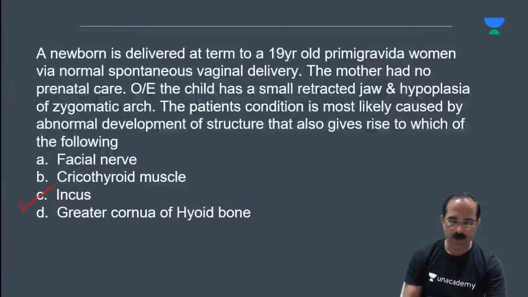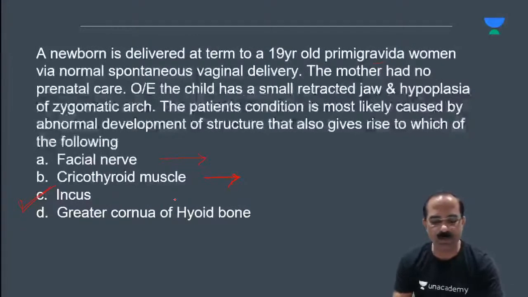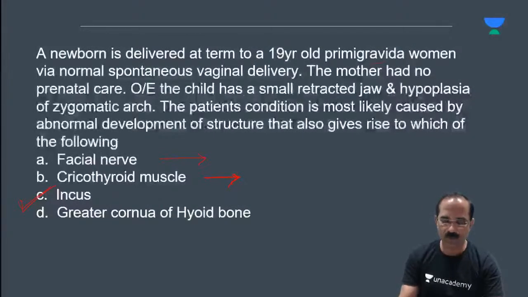Okay, fine. So facial nerve is the nerve of the second arch. Cricothyroid would be derived in which arch? Yes, anyone? Answer this. Cricothyroid muscle is a muscle of which pharyngeal arch?